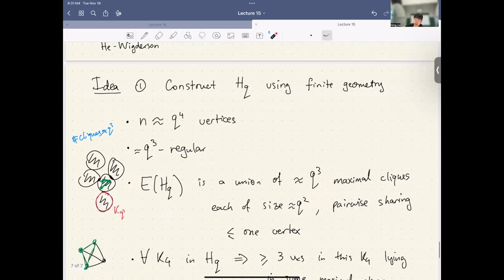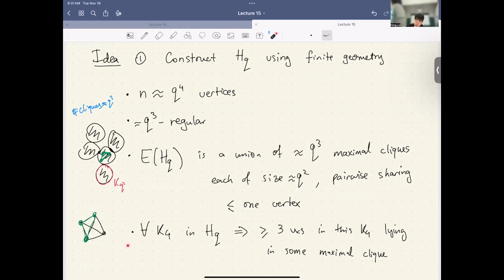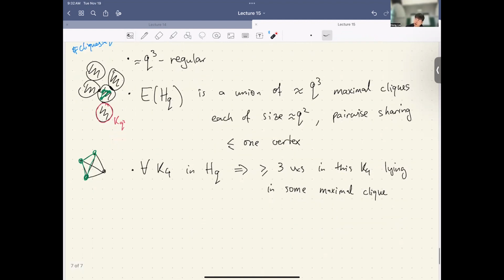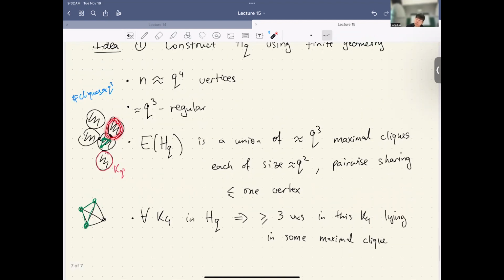So how do we kill all the K4? Well, look at the last property. We know that every K4 must have a triangle contained inside a clique. So if we replace every one of these maximal cliques by some triangle-free graph, we kill all the K4. Does it make sense? So how do we replace this? This is the second step. We replace it not just by a triangle-free graph, but by a bipartite graph, which is definitely triangle-free.